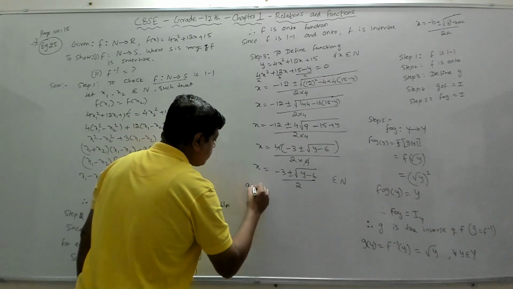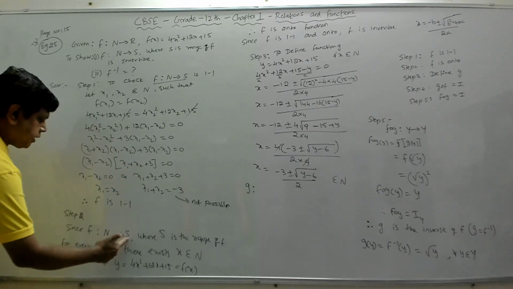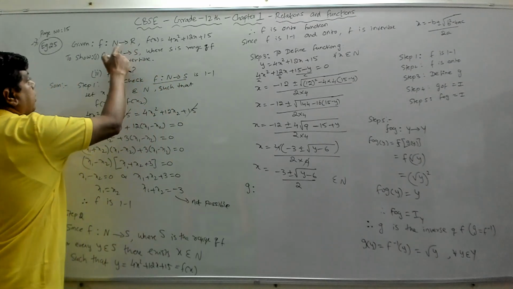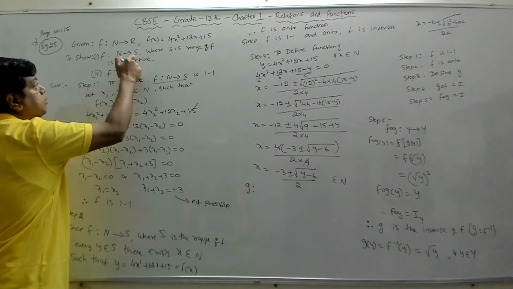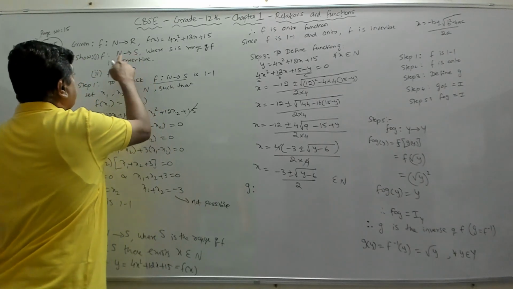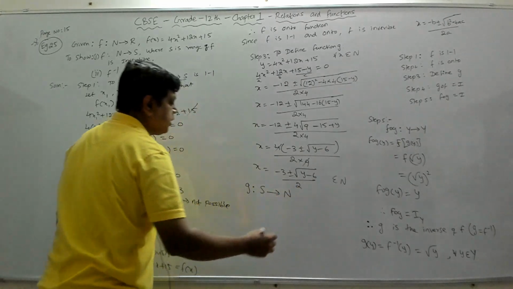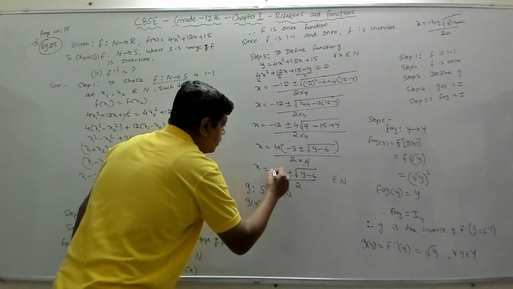So g is a function from which set to which set? G will be the reverse of this. So g will be from s to n. If f is from n to s, so don't worry about n to r. We are trying to show n to s is an invertible function. So your g will be from the reverse of this, s to n. It will be from s set to n set. And what is g of y? We'll call this as g of y.